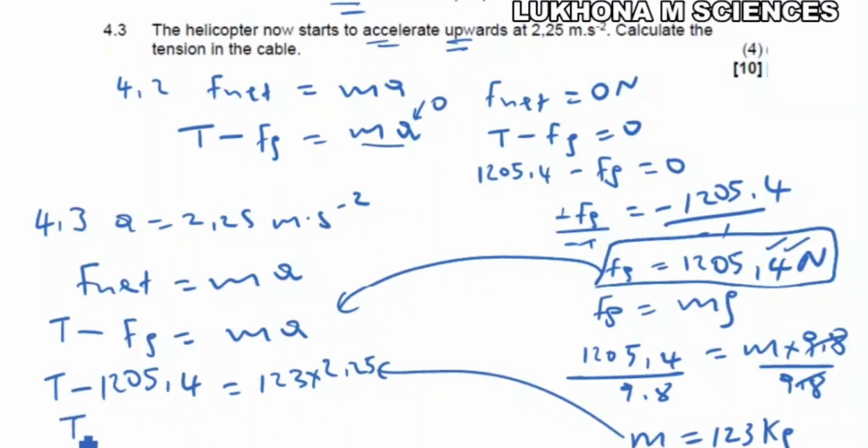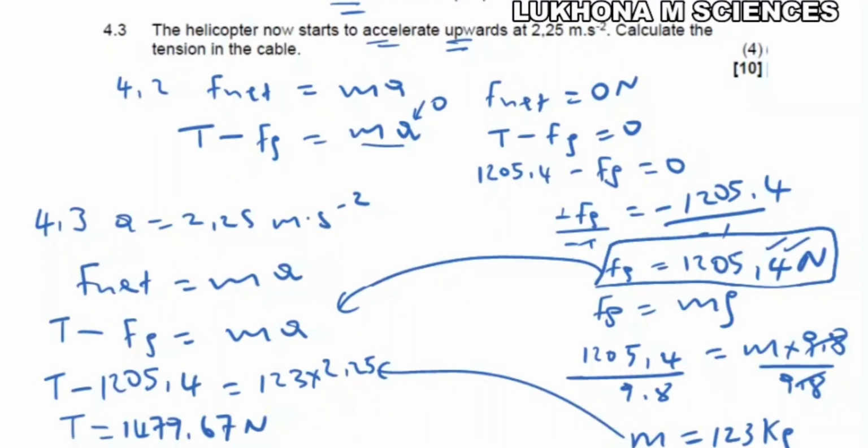So the tension is equal to 1479,69 newtons, which means they increase the tension. Therefore, the system accelerates with 2,25 meters per square second. Then we are done with question number 4. Let's go to question number 5.